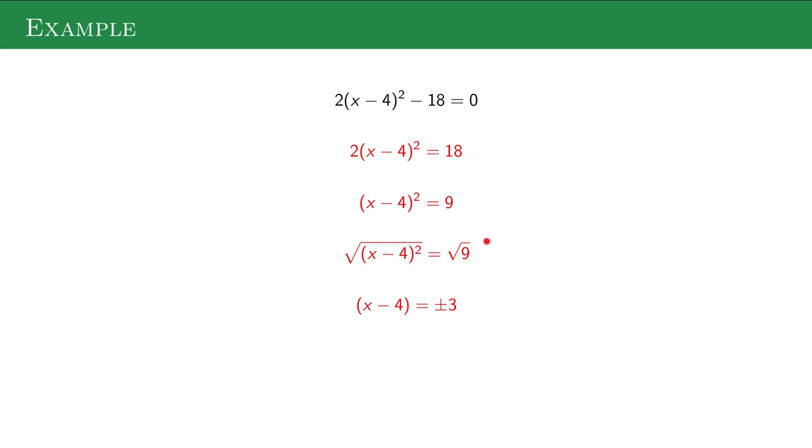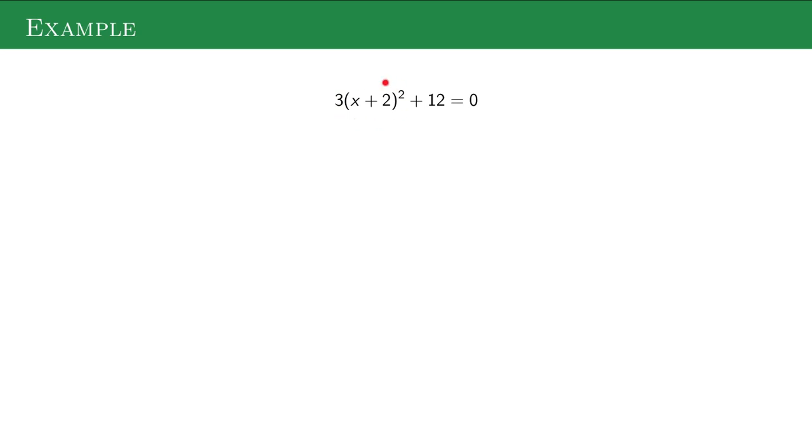And again, every single time I use that square root step, I have to do a plus or minus in the next step. I still need to get x by itself, so I need to move this 4 over. And notice I didn't combine this to be 7, because right now I don't know if this is positive or negative 3. But we get two different answers, because 4 plus 3 is 7, and 4 minus 3 is 1.